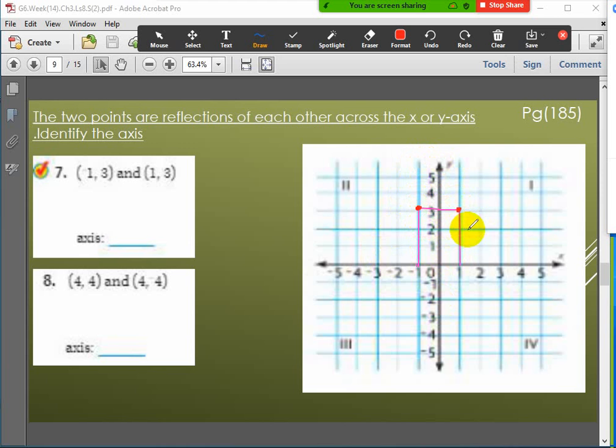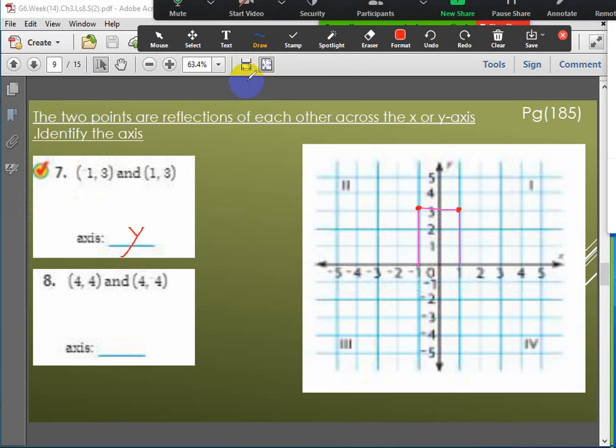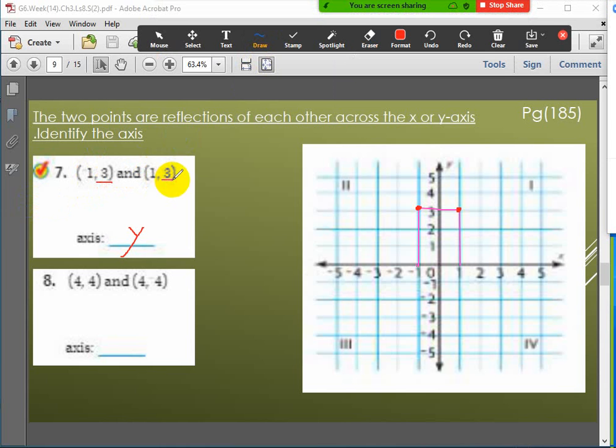So you remember I told you on Thursday and someone said, teacher, it's hard. No, it's not hard when you want to apply it on an exercise. So the axis here is y. They are reflections of each other across the y-axis. Look, when the points are reflections across the y-axis, the y values are the same. That's why I told you when the y are the same, that means y is the line of symmetry. The numbers are reflections across the y here.